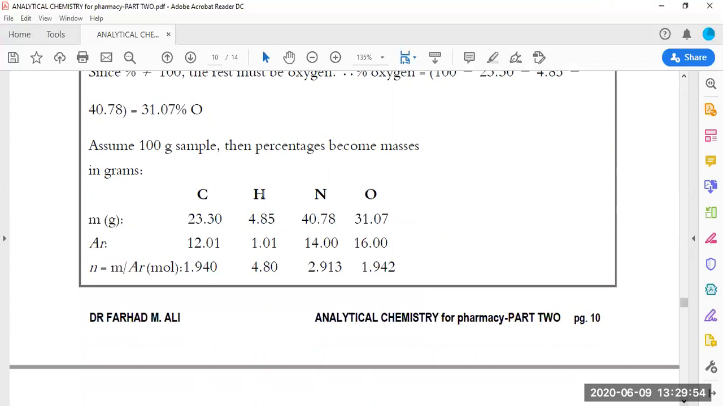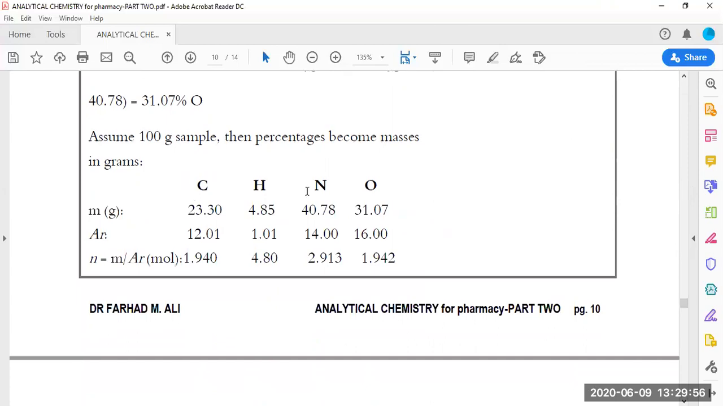So you have 4 elements in this question. You have carbon, hydrogen, nitrogen, oxygen. You know the percentage for these. You can find out for this one. Add them up, these 3, add them up, and take it off from 100, you get 4. And you know the AR, which is the atomic molar mass for carbon and hydrogen and nitrogen. You divide this number by this number, you get the ratio 1.9, 4.8.